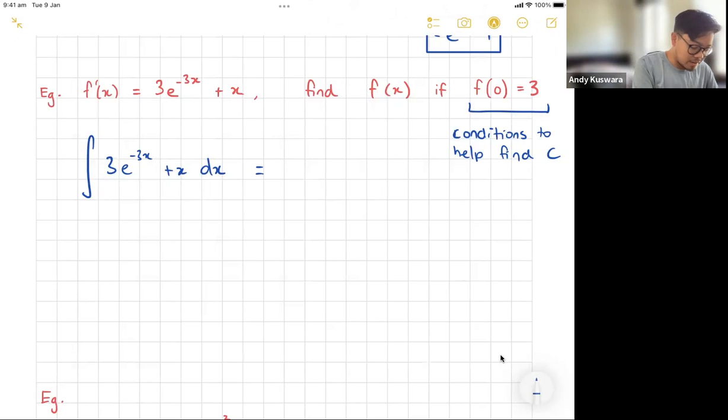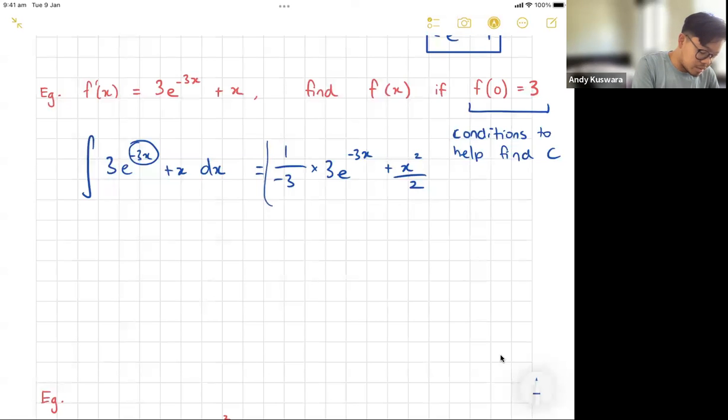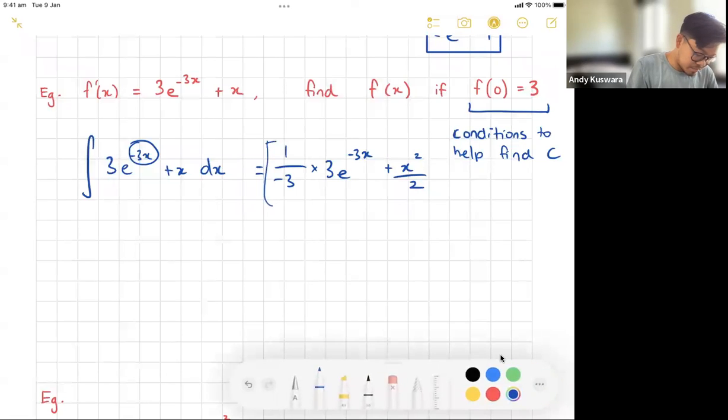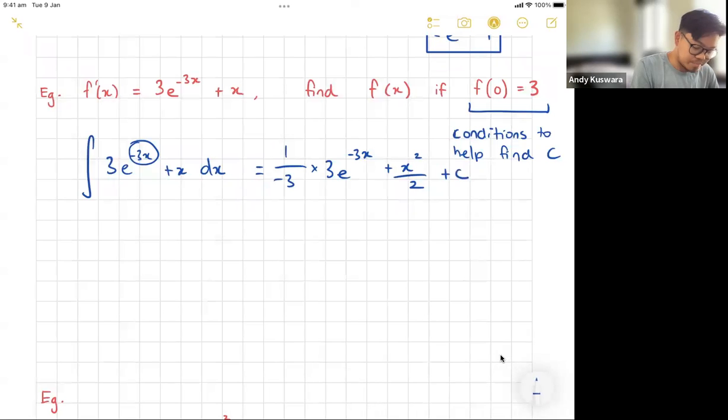So I'm going to take out the front, we've got that negative 3x. If I derive that, I'm going to get 1 on negative 3, or negative 1 on 3, whichever way you want to put it. I'm going to multiply it by my original 3e to the negative 3x. And then my plus x becomes plus x squared on 2, just using our usual standard derivatives. And I'm going to add plus c.